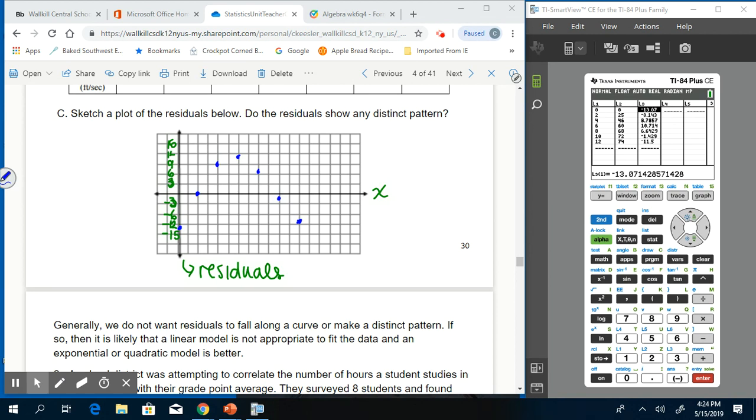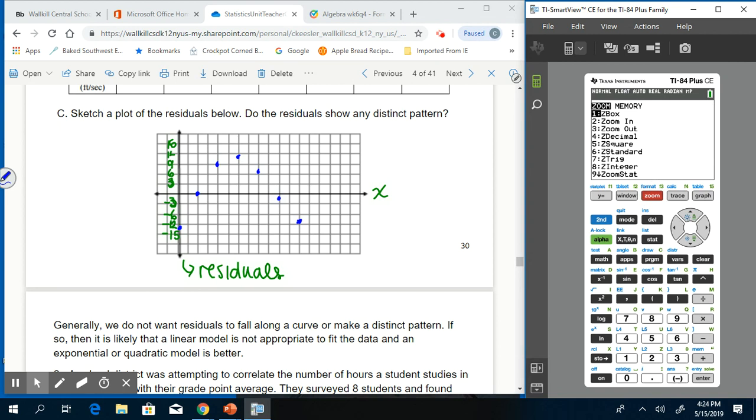So if you go back to the one that we just did, if we were looking at the actual graph, if we go to zoom 9, this line here doesn't really look like a best fit. Instead, something that looks like this would be better, and that would probably be better represented by an exponential function or a quadratic function. So that's the purpose of the residual. We see a pattern, therefore we know a linear model is not the best fit.